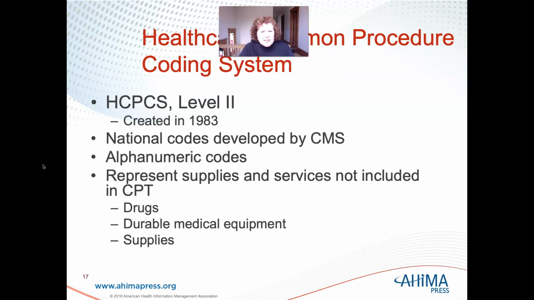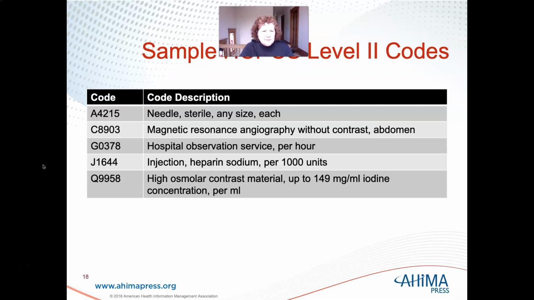Then you have your HCPCS Level 2, and those have been developed by CMS. They are alphanumeric codes. They are looking at supplies and services that are not included in CPT, such as drugs, durable medical equipment, and specific supplies that impact the cost and the care of the patient. So here are some examples. Needles, MR angiography without contrast to the abdomen, hospital observation service per hour, a heparin injection per 1,000 units, contrast material that may be used like for radiology procedure, that type of thing.